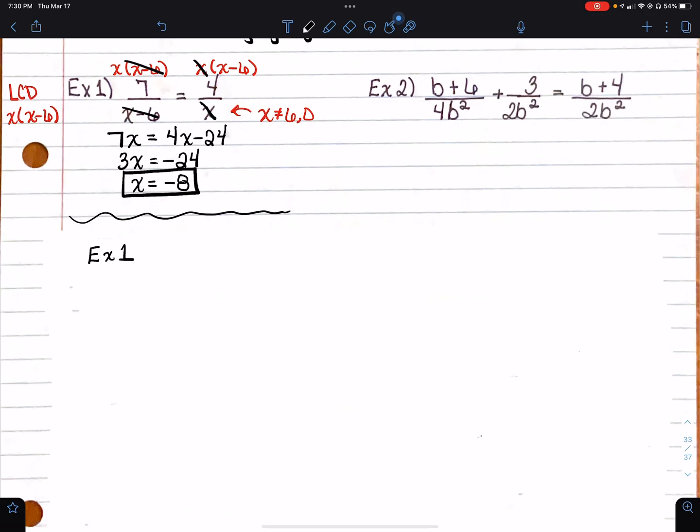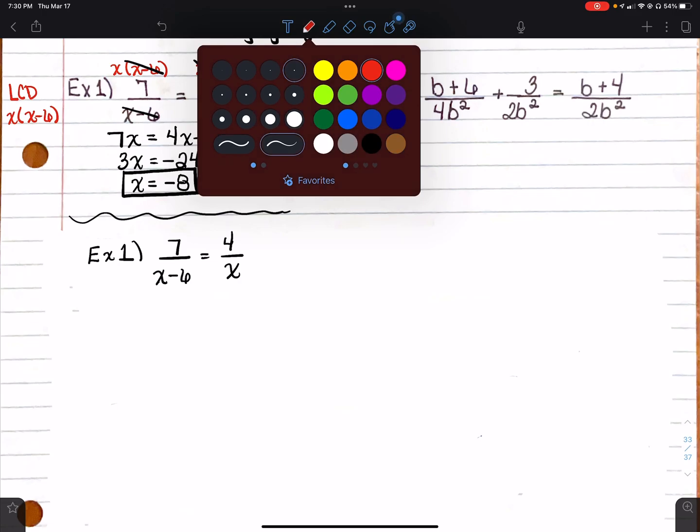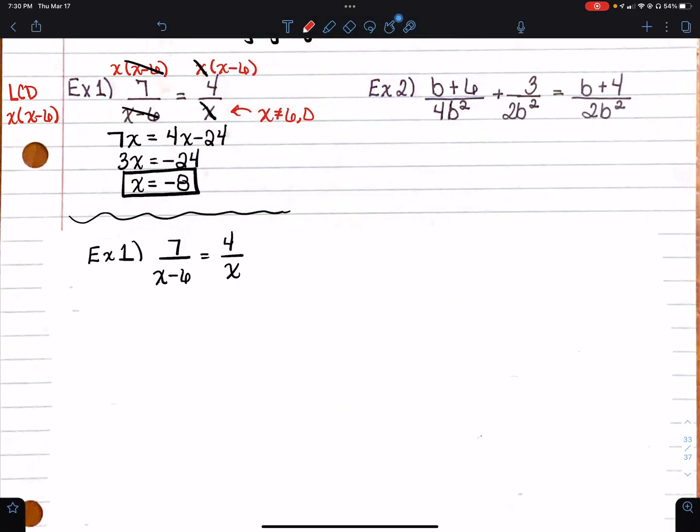So this is the second option here. The second option is if we have 7 over x minus 6 is equal to 4 over x, so the exact same problem. When I have a fraction that equals a fraction, I can go ahead and use cross multiplication. So I can do 7 times x and 4 times x minus 6. That is actually the same thing as multiplying by the common denominator. However, this only works when we have a fraction that equals a fraction. So this will not work on example 2.